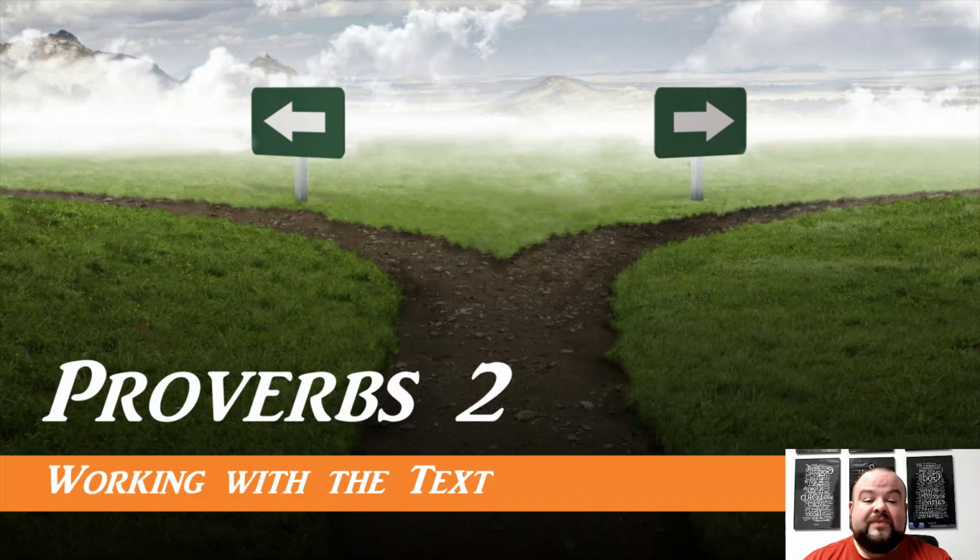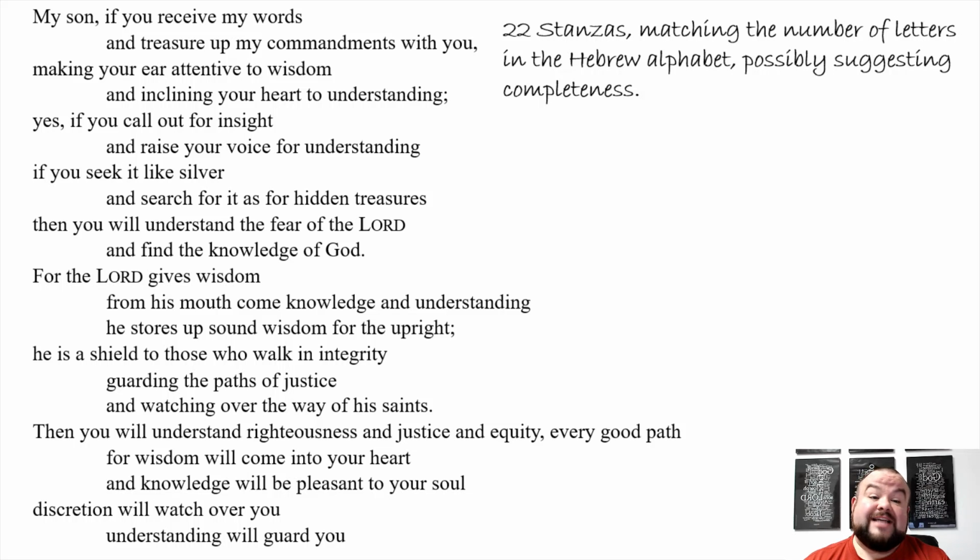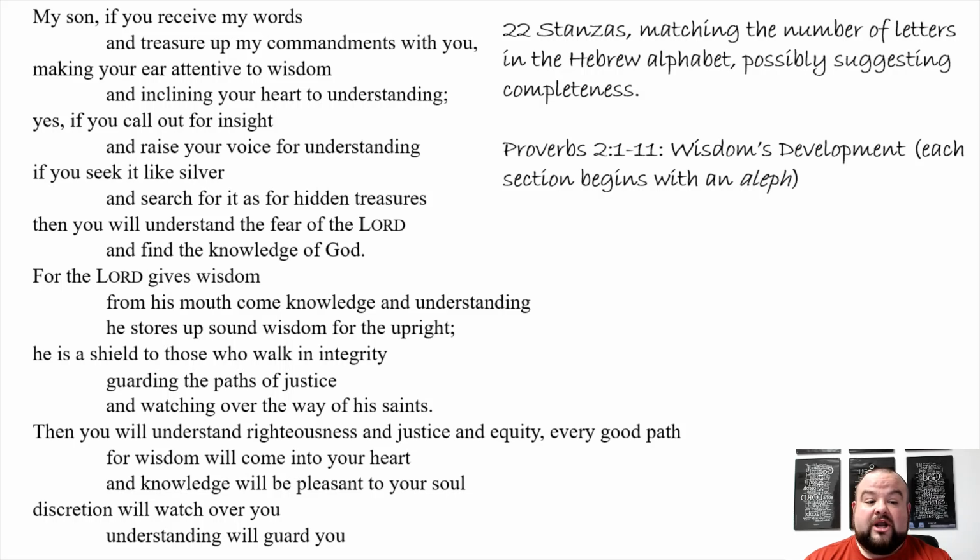We start with the text, and before we dig in, we want to note that what we have here are 22 verses or 22 stanzas, and that number happens to match the number of letters in the Hebrew alphabet. And maybe that is suggesting completeness. Now, it's not an acrostic like we might normally think about Psalm 119 or Proverbs 31, but it does match that. Maybe it's an alphabet poem, we could think of it. But there are some interesting things that are going on.